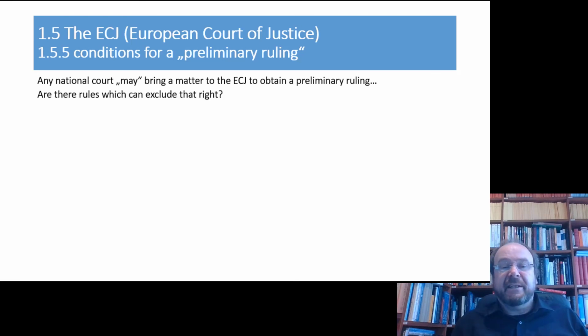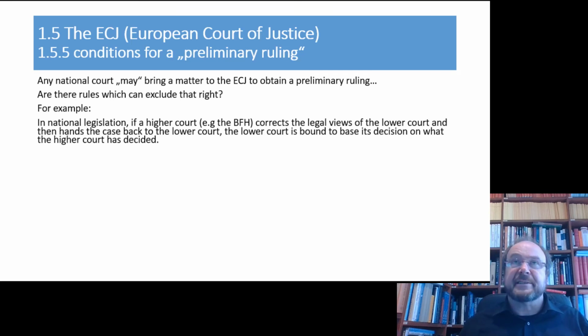So any national court may bring a matter to the ECJ to obtain a preliminary ruling. There have also been disputes about if that right can be limited. For example, very often you have procedural law which says a case begins, let's say, in a lower fiscal court. Then the fiscal court makes a judgment, and then you go and have it reviewed by the higher court, the BFH, for example. Now the BFH says a certain rule has been wrongly applied and then hands back the case for a renewed decision by the lower court.